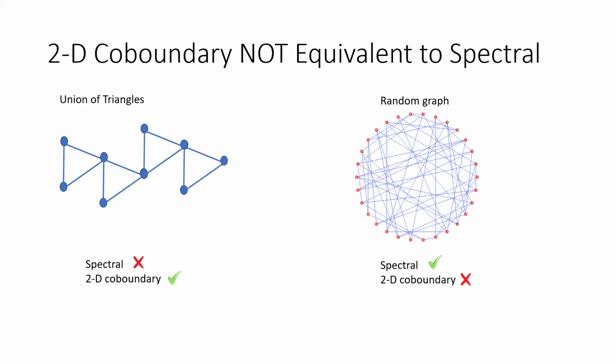Yeah, so if you take any 2 XOR instance, it's vacuously consistent on all triangles because there are no triangles. But it won't be satisfiable.